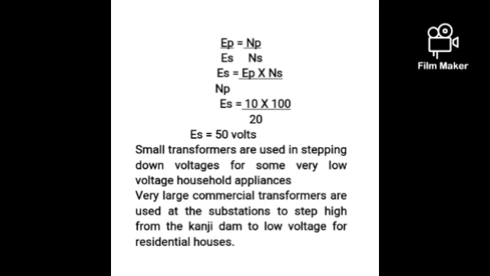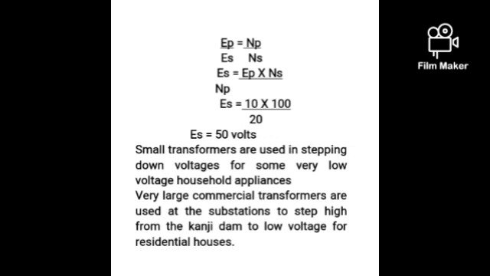So your ES is now going to be, your EP is given to be 10 volts. The number of turns in the secondary is 100, and the number of turns in the primary is 20. So that is 100 times 10. You get 1000 divided by 20. So your final answer is 50 volts.